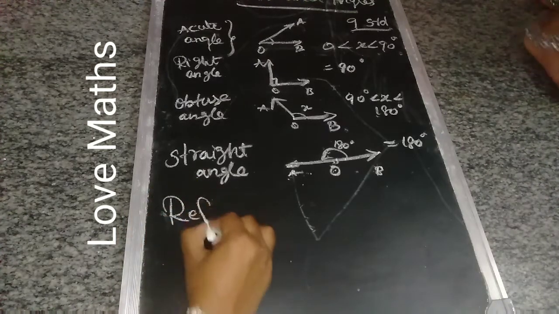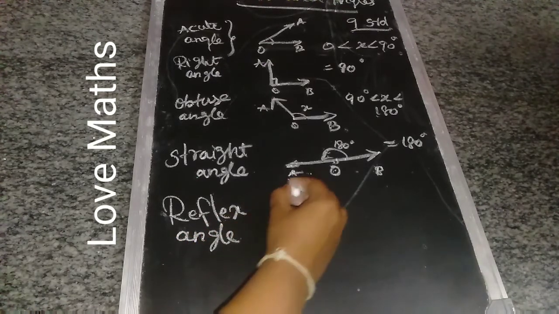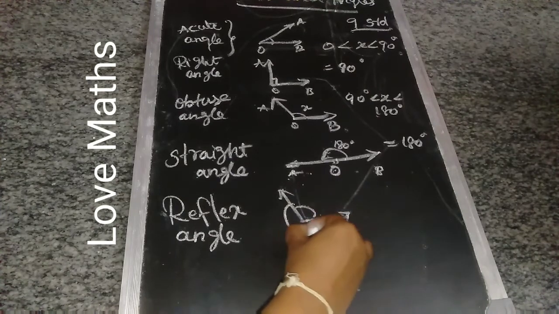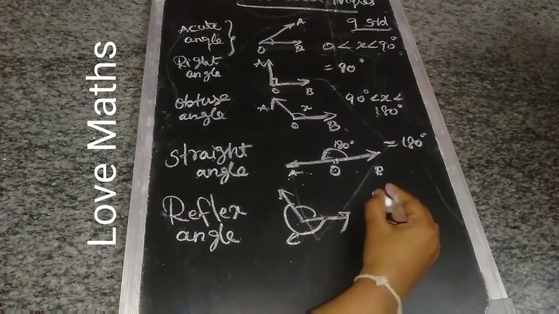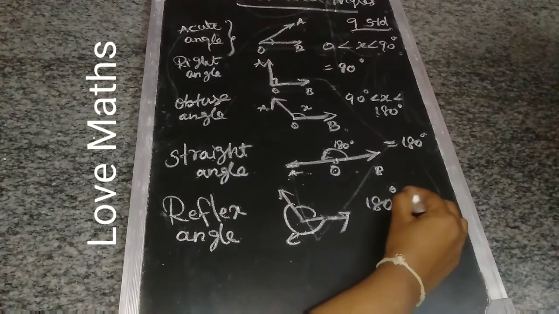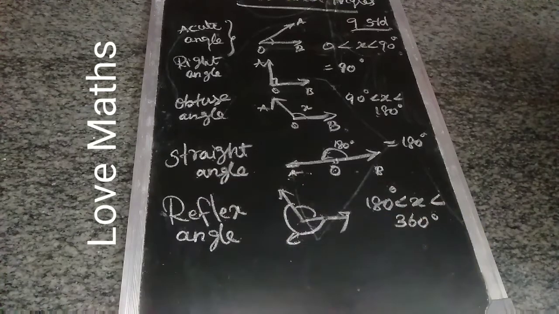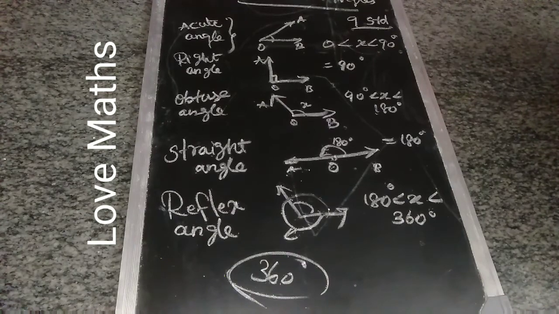Next, reflex angle. What is meant by reflex angle? The angle which is on this back side is the reflex angle. So a reflex angle is always greater than 180 and less than 360 degrees. One complete angle means it is totally 360 degrees. That is one complete angle.